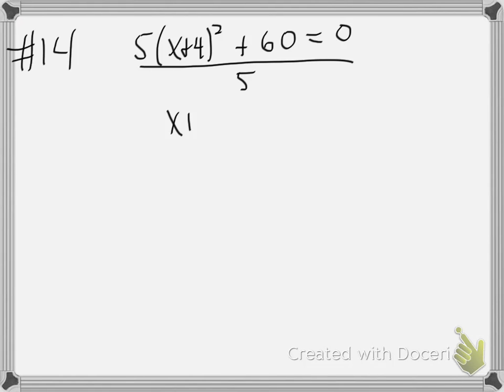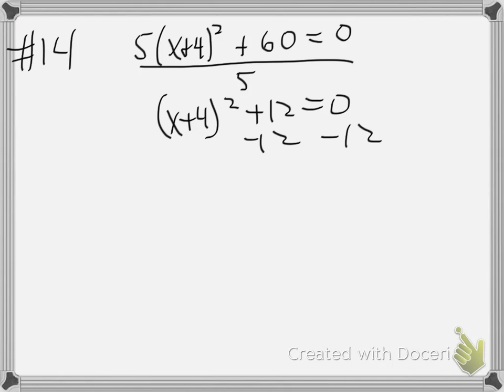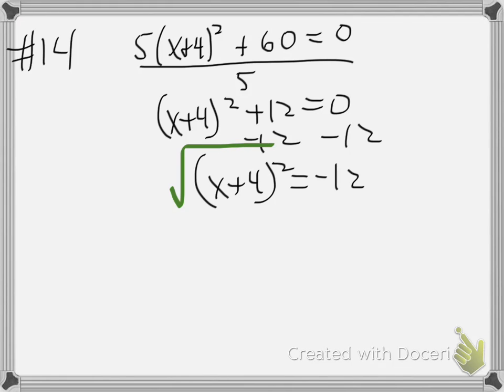So I'm going to get x plus 4 all squared plus 12 equals 0. Subtract 12 from both sides. X plus 4 squared equals negative 12. Now I'm going to square root both sides. Remember the plus or minus.